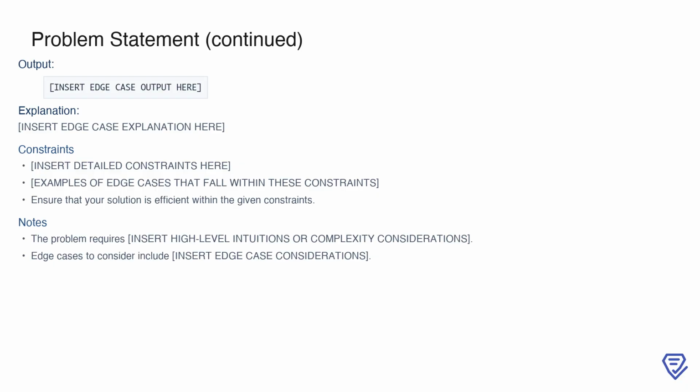Additionally, examples of edge cases that fall within these constraints are worth considering. When working on this problem, it's important to ensure your solution not only handles standard cases but also performs well for these edge cases. Finally, the problem requires, insert high-level intuitions or complexity considerations, so be mindful of optimizing for both time and space complexity. By considering all these factors, you'll be able to craft a well-rounded solution.